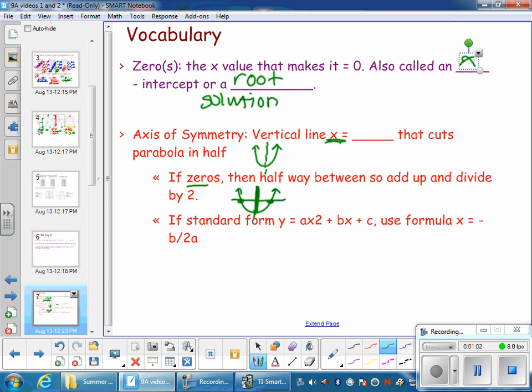If it's in standard form, it's a formula. It's x equals negative b over 2a. And that's going to be an important formula for you to know. And that's if it's in standard form. It should be a little 2. All right? So we're going to practice both of those.